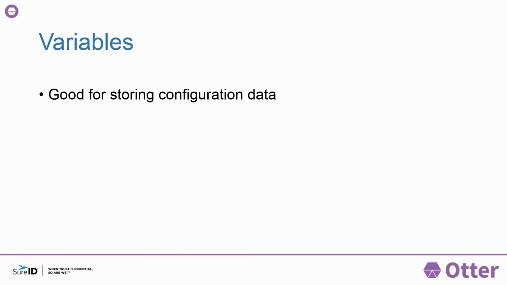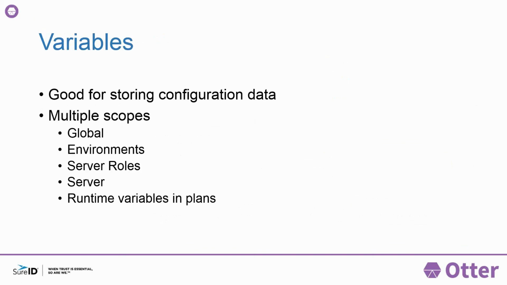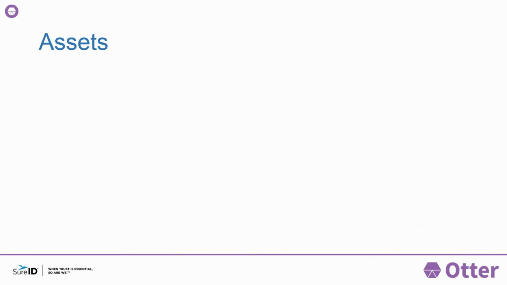And then variables. We use variables heavily for storing configuration data, things that change. For lists of package identifiers for Chocolatey or NPM packages, PowerShell. It's very good for URLs that might change, other things like that. Again, here's the scopes that I talked about: global, environments, server roles, server, and that's the hierarchy. So at any lower level, you can override the higher level, and then ultimately you have a runtime. You can define variables in the plans themselves.